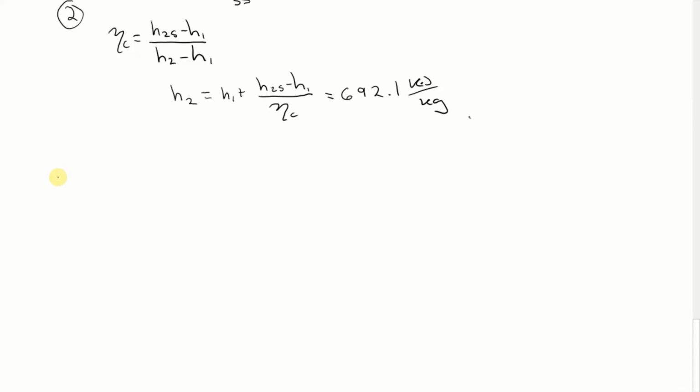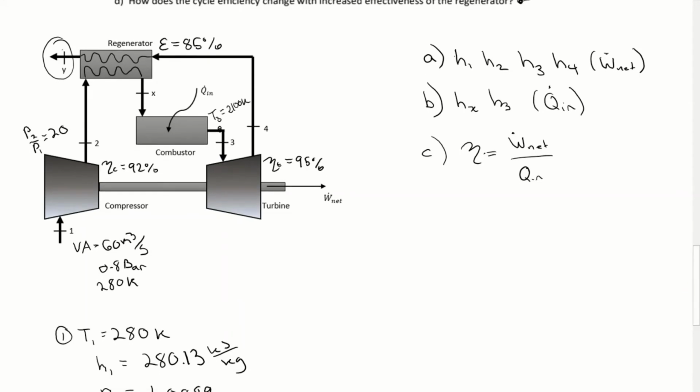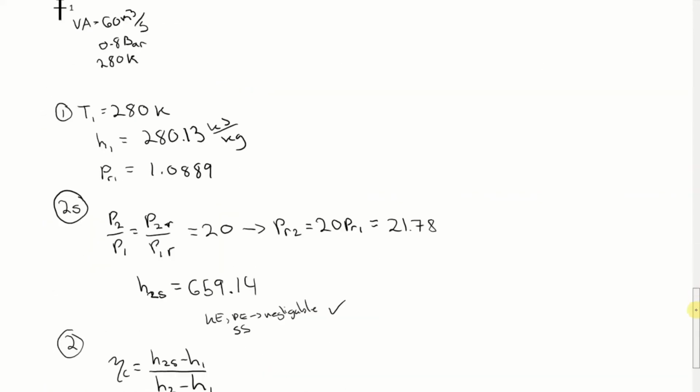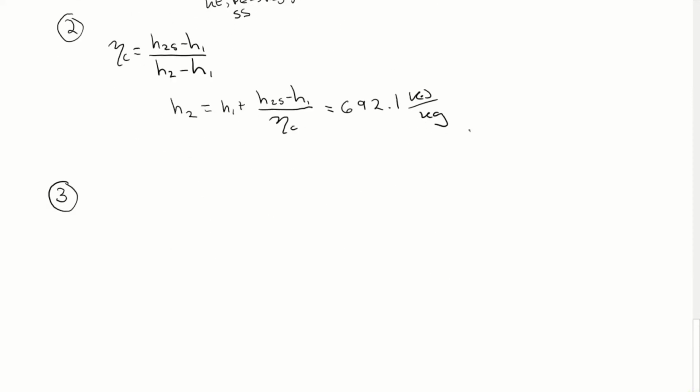Okay, so the next thing we're going to do is try to find state 3, and we're just going to scroll up to the picture. We're actually not going to find 3, we're going to find x first. And for x, we're going to use the effectiveness equation we derived earlier. So we'll erase that, turn it into x. And what we said for effectiveness is hx minus h2 over h4 minus h2.